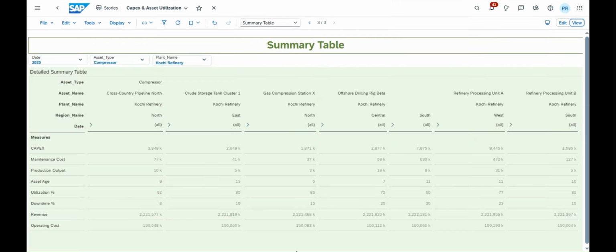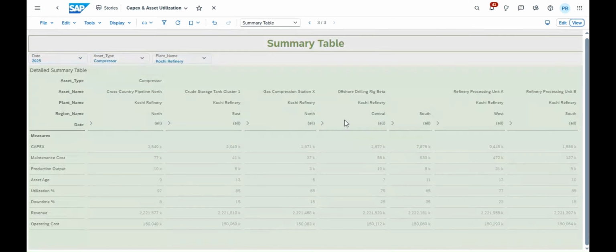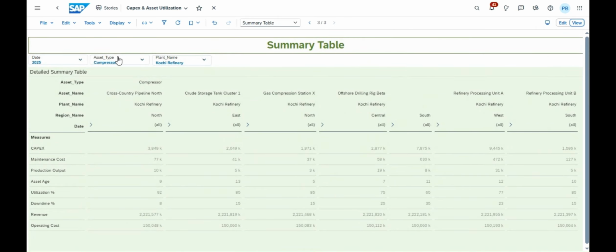This summary table provides a centralized view of asset performance, operational efficiency, and financial metrics across asset types, plants, and regions. It combines key operational and financial KPIs into a single analytical view, helping businesses monitor production performance, maintenance costs, asset utilization, and capital investment efficiency.